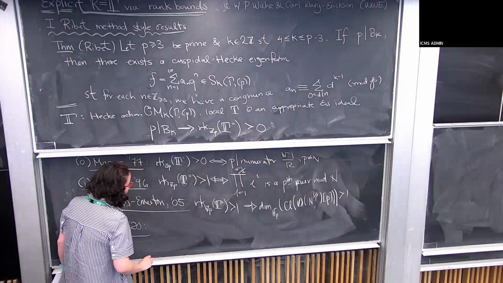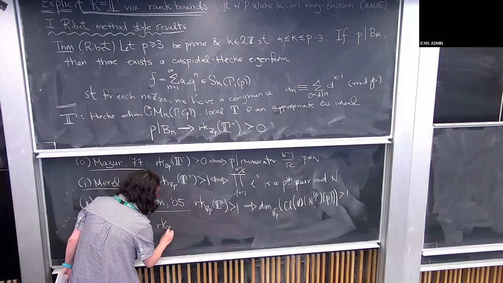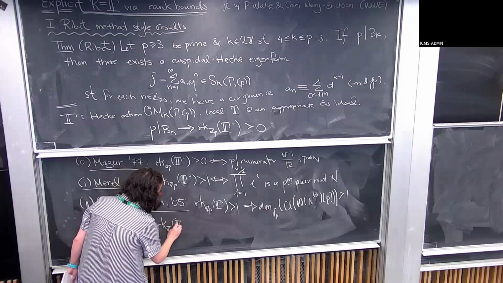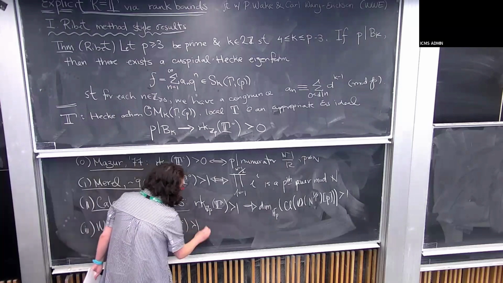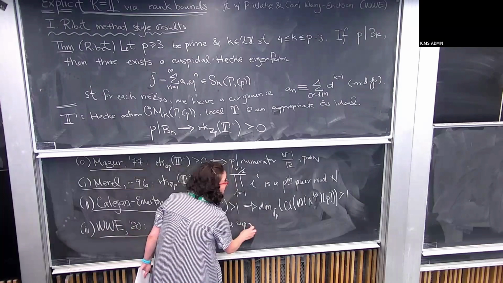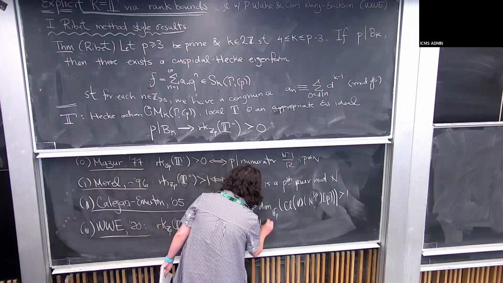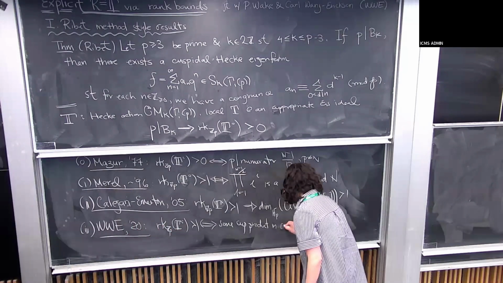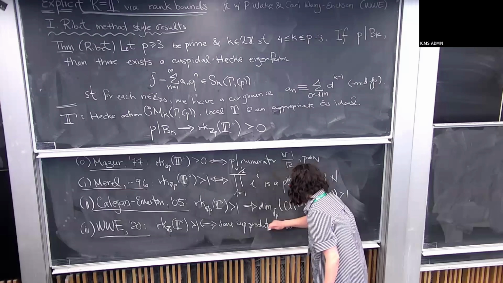And then a third flavor of this type of result is from Wake and Wang-Erickson in 2020. They show that the Z_p rank of the Hecke algebra is not minimal if and only if some cup product in cohomology vanishes.